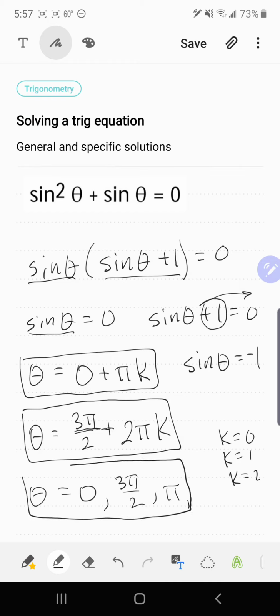So actually these are the three solutions from 0 to 2 pi, not including 2 pi, for the original equation: 0, 3 pi over 2, and pi. And if we wanted to substitute those back in, we could verify that it does make the equation work out to be 0. But now we've got our general solutions as well as all of the angles on the interval from 0 to 2 pi that satisfy the equation.